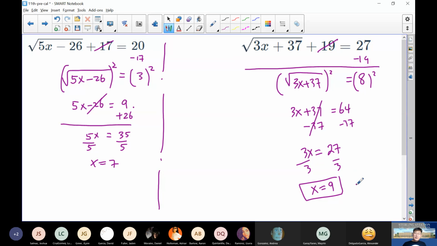All right, guys. Now, there's a Delta Math homework for this, right? You can find it. Remember, what is the meaning of solution? X-intercept, right?